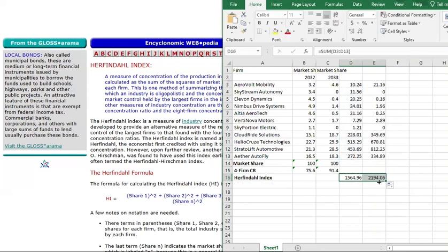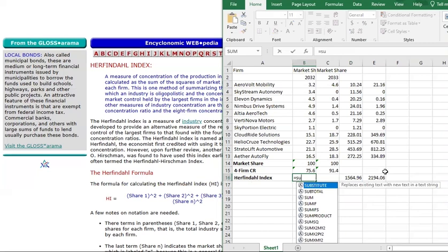So that's one way to do it. It's 2 steps, right? We square each one, and we sum those squared values. And we get a Herfindahl index of 1,564.96, which increases to 2,194.06 in the year 2033. So both the four-firm concentration ratio and the Herfindahl index are rising, which indicates that the market's becoming less competitive. Now, there's a quicker way to calculate the Herfindahl index. And the way to do that is to use SUMPRODUCT.